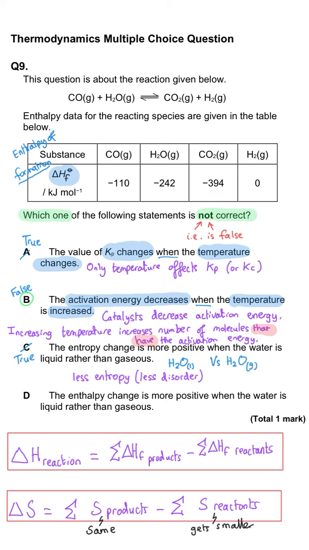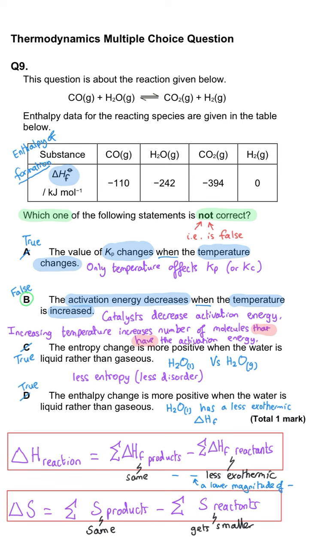And similarly, D is also a true statement for similar reasons, because if water is a liquid, it takes less enthalpy to form it. So that means that the enthalpy change of formation of water will be less exothermic, in other words, less negative and more positive. So when we do products minus reactants, we will get a bigger number. And so D is a true statement, so not the answer we're looking for.